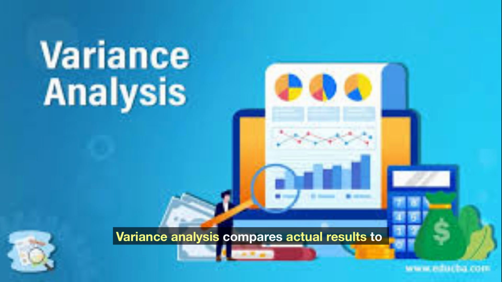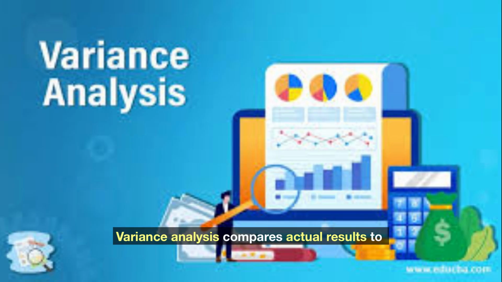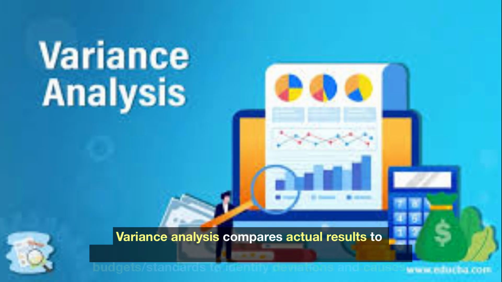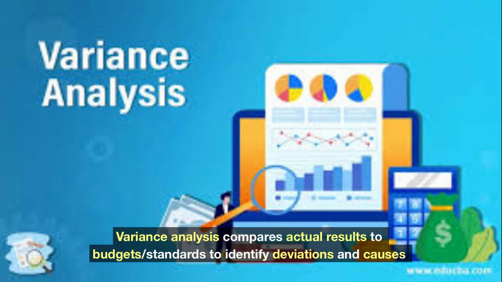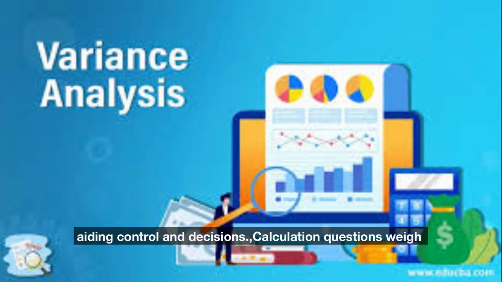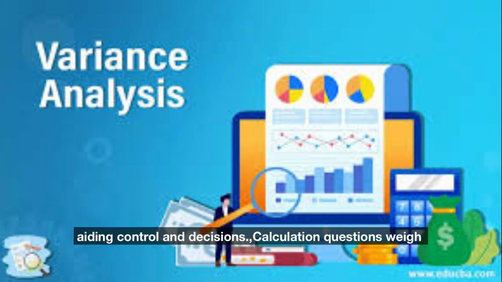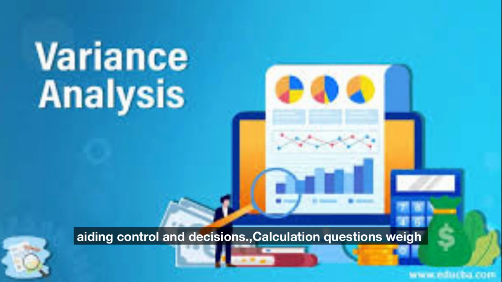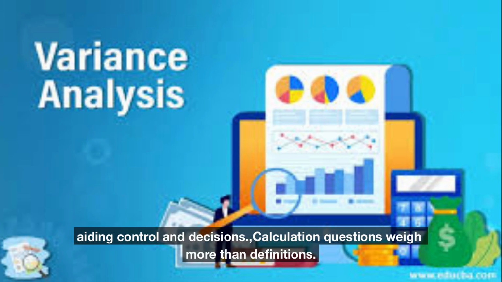In this course, we begin with variance analysis. That is, comparing actual results either to budgeted amounts or to standards. We do this in order to identify deviations and causes, which will help us when controlling operations or making decisions. Now, you should know in this section that the calculation questions are weighted heavier than the definition type questions.